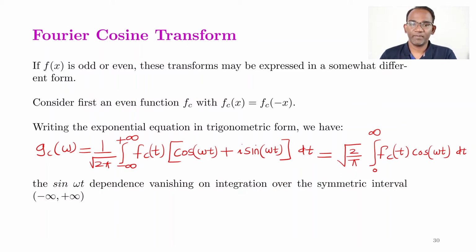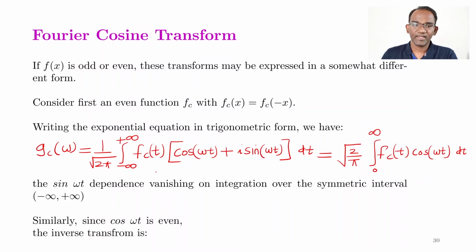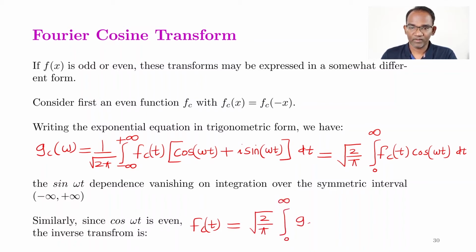Because the sine omega t dependence vanishes on integration over the symmetrical interval minus infinity to plus infinity. Here f_c is an even function and sine is an odd function. When we multiply an even and an odd function, we get an odd function. And when we integrate that function between the limits minus infinity to plus infinity, that particular term becomes zero. Similarly, since cos omega t is even, the inverse transform can be written as f_c(t) equal to square root of 2 over pi, integral 0 to infinity g_c(omega) cos omega t d omega. So this is the cosine transform and its inverse transform.